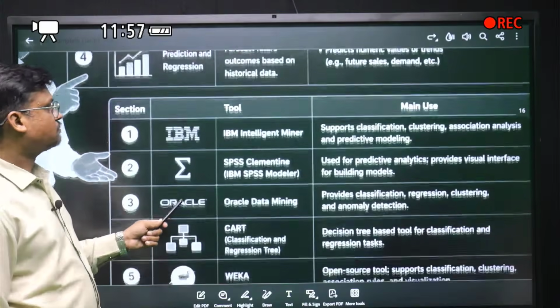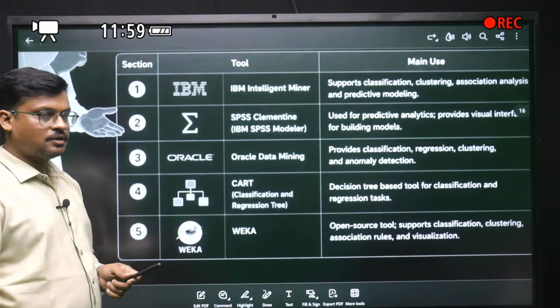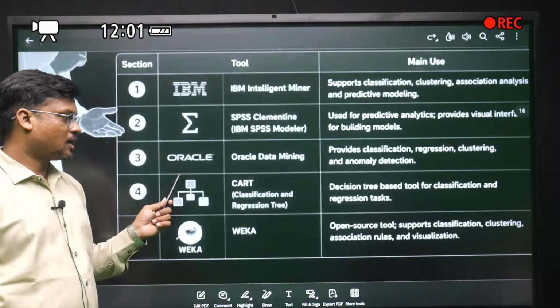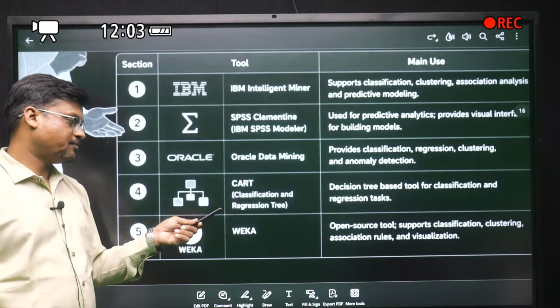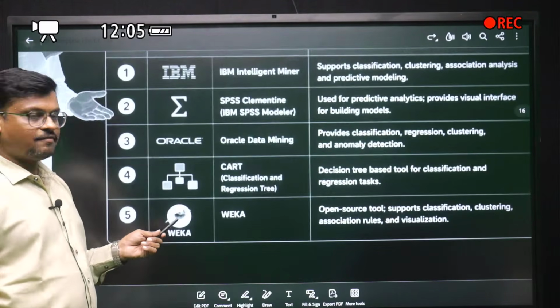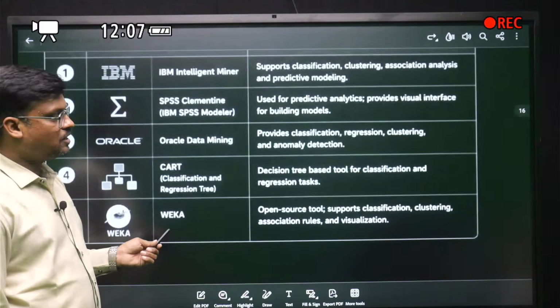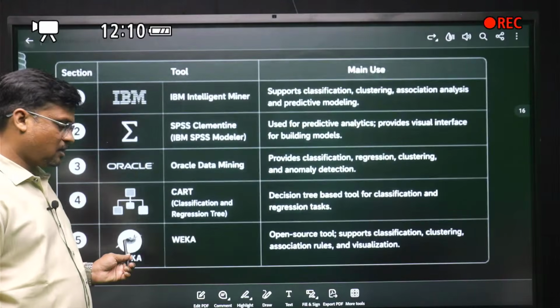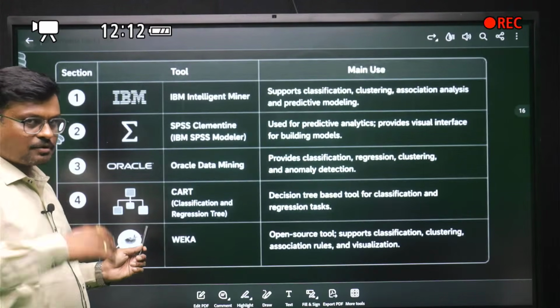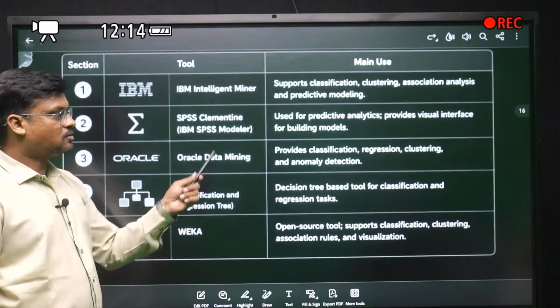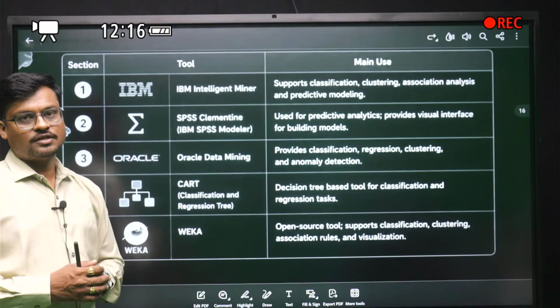And tools, we have IBM SPSS, we have Oracle data mining, CART, which is for classification and regression, and finally Weka. Weka originated from New Zealand, and there is a bird called Weka, which is the official bird used for it. So these are the main usages of these tools.